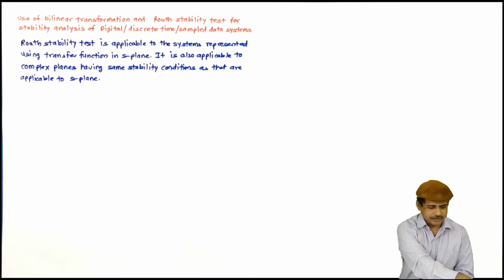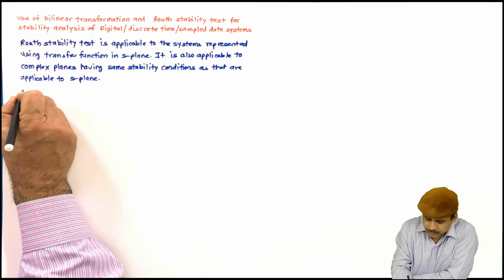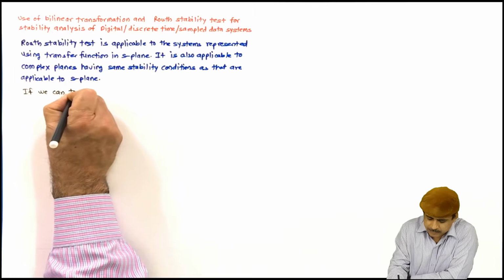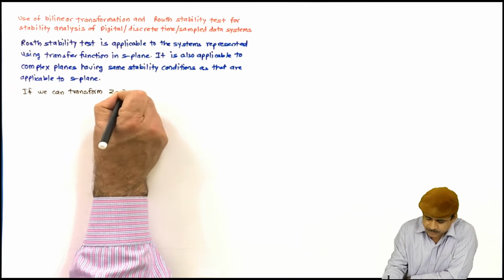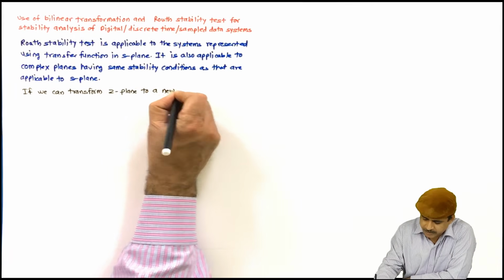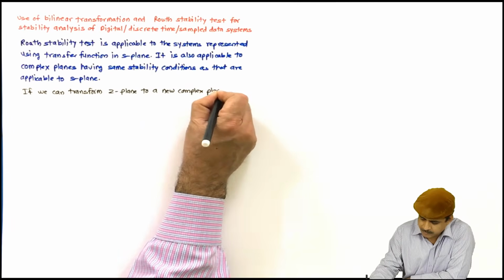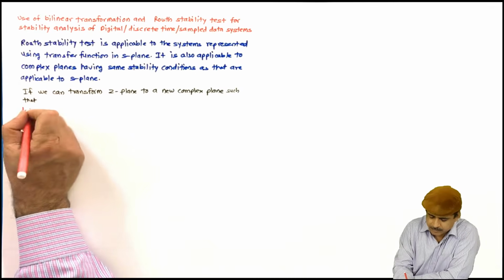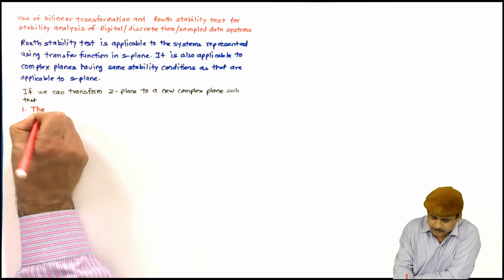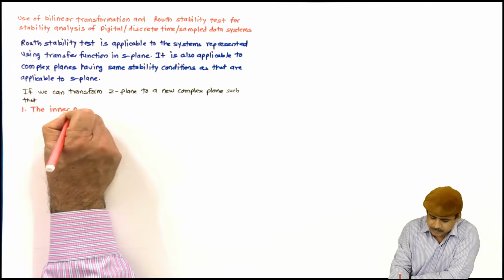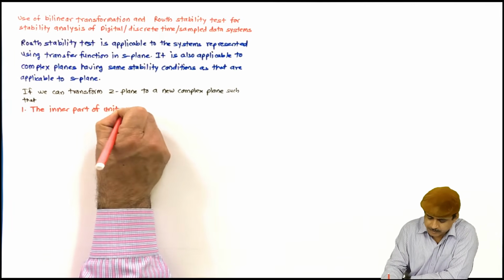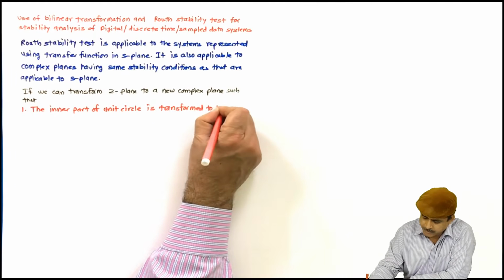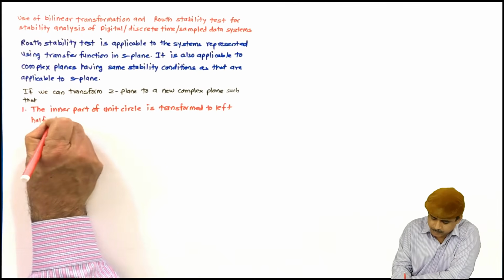So what shall be the characteristic of this transformation? That means if we can transform Z plane to a new complex plane such that, number one, the inner part of unit circle is transformed to the left half of the new complex plane.